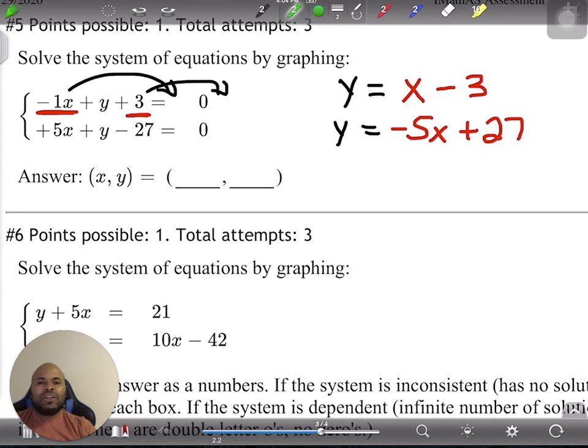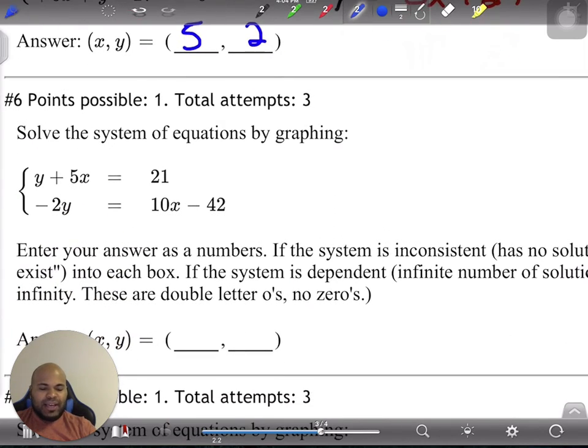Okay, so again, use your graphing calculator. Find a solution to this problem. If you would like to know, I could tell you the answer so you could check if you did it right or not. If you graph it, you should get 5, 2. 5, 2.